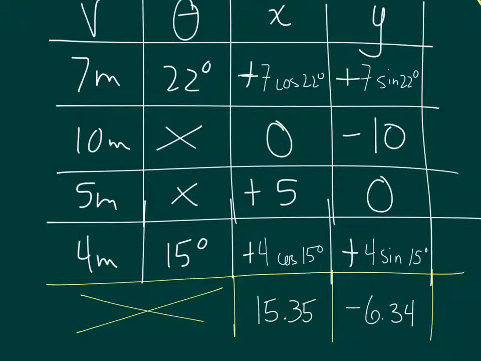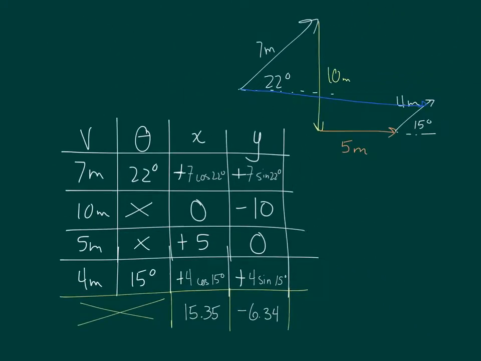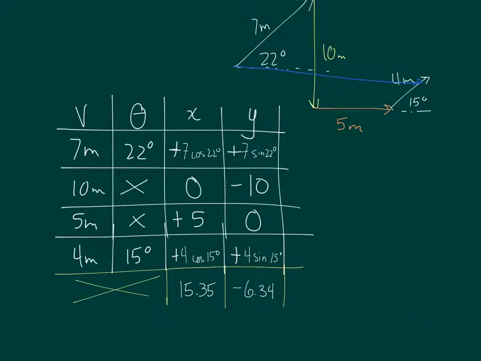Ready? I'm going to go back to my diagram now. Look at the diagram. Here's what this means. I'm going to give you the physical significance. 15.35, see this? Look what I'm circling, please. 15.35 is the distance from here all the way to here horizontally. Negative 6.34 is how far down they have to go.